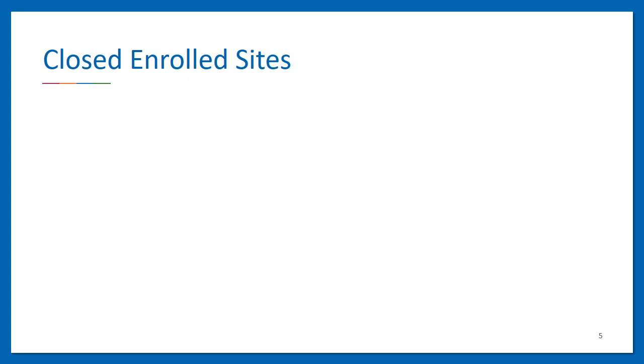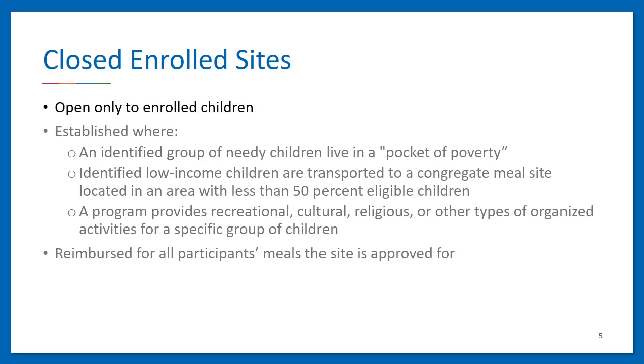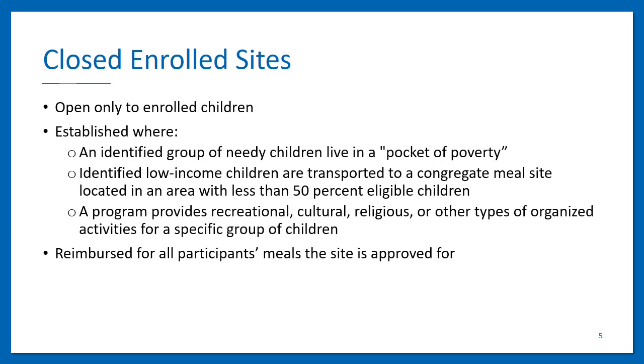As the name suggests, a closed enrolled site is only open to enrolled children or to an identified group of children. Closed enrolled sites are usually established where an identified group of needy children live in a pocket of poverty, identified low-income children are transferred to a congregate meal site located in an area with less than 50% eligible children, or a program provides recreational, cultural, religious, or other types of organized activities for a specific group of children. Unlike a camp, closed enrolled site sponsors can claim meals for all participants at the site for meal types it is approved for.